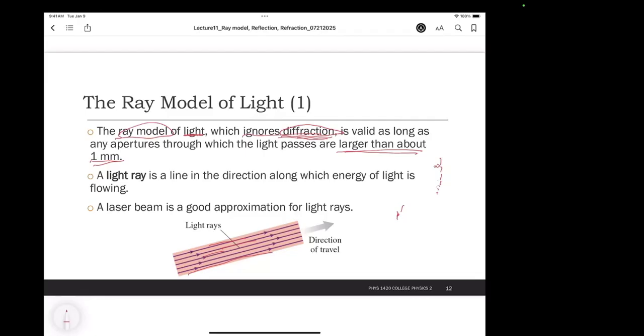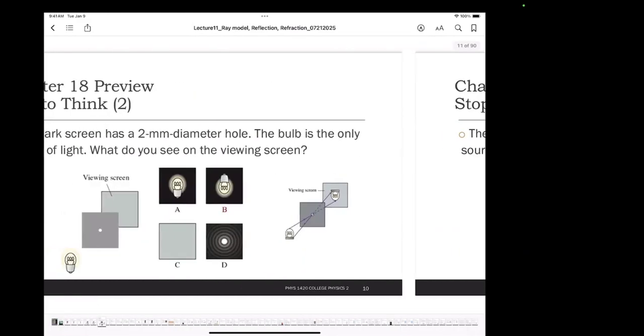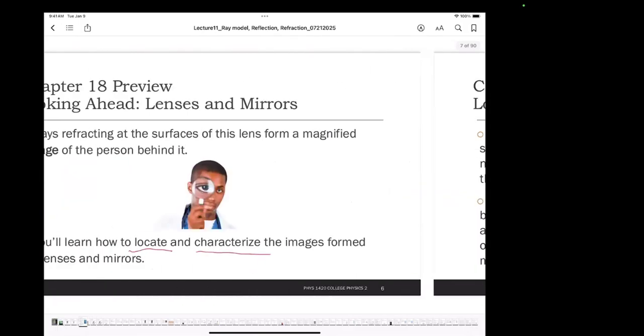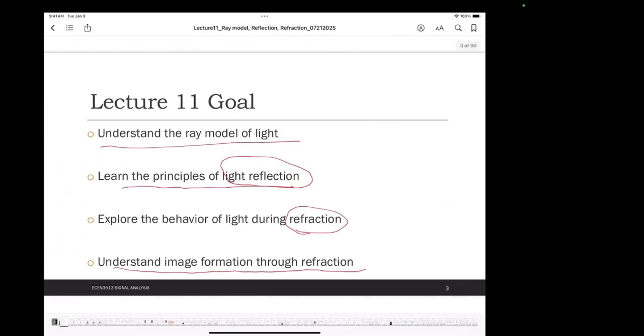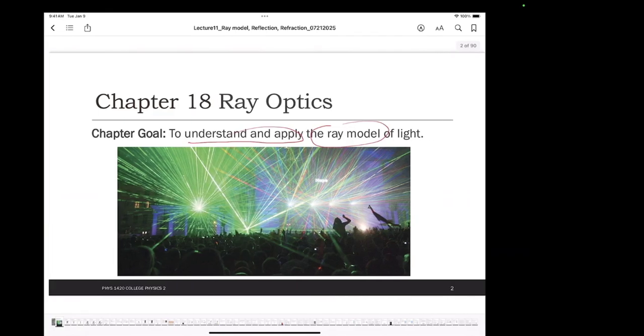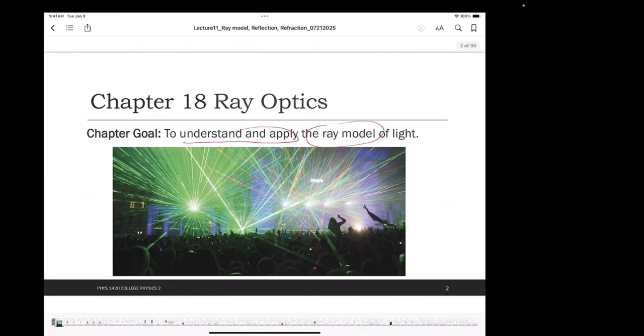A laser beam is a good approximation for light rays. You can see if you open a laser beam, it gives you a straight line like that. For example, for this lens, it's just some straight lines like that. Does that make sense to you?